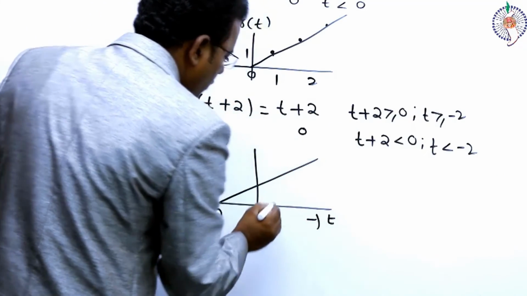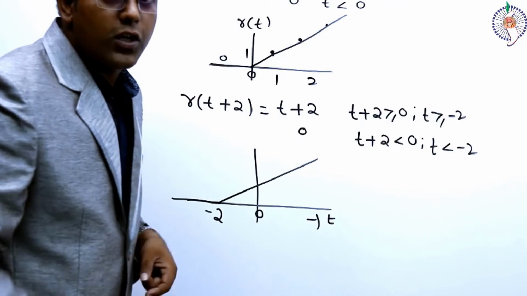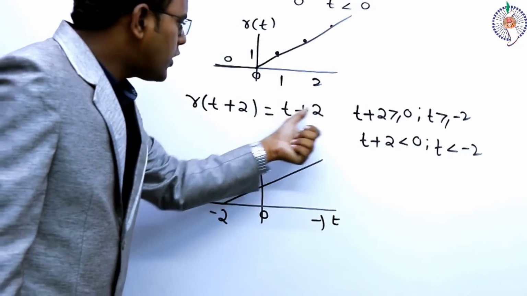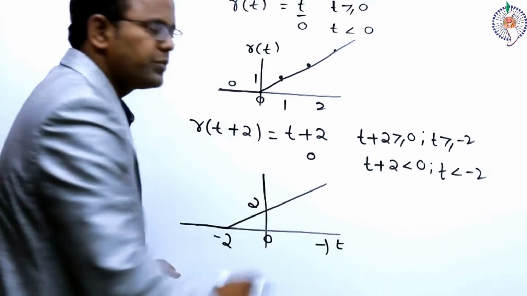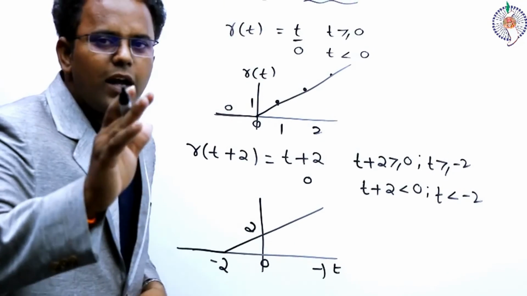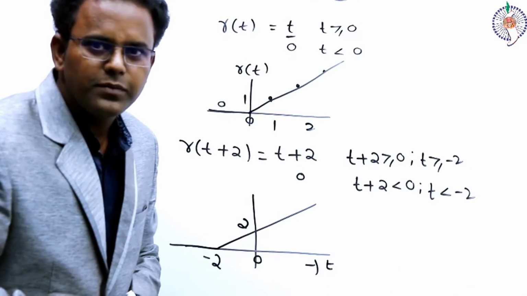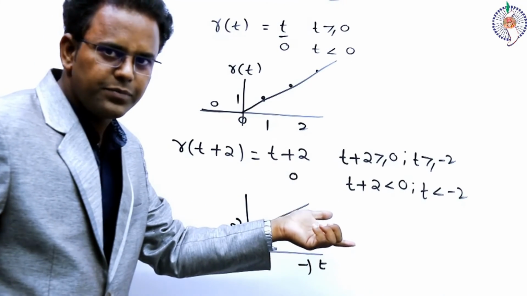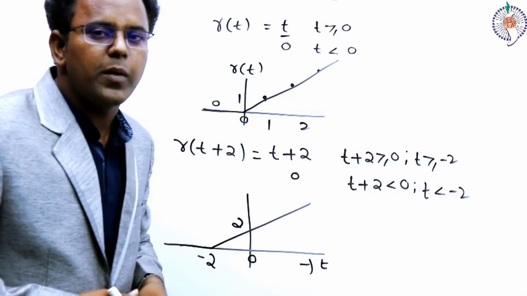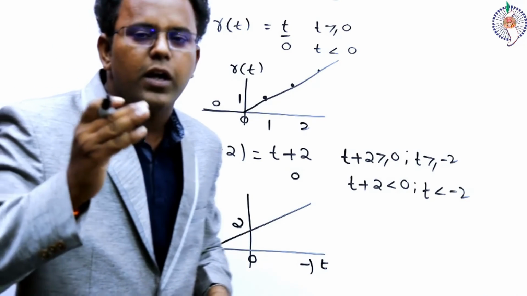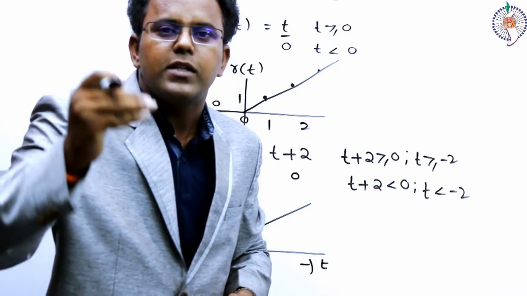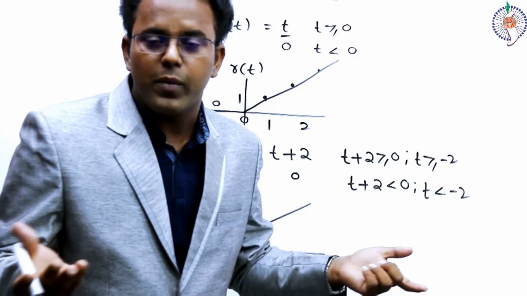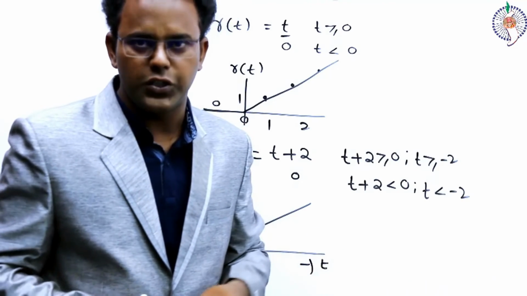Can you say what its value is at t equal to 0? Can anyone say the answer? Substitute t equal to 0: 0 plus 2 will be 2. Can you say its value at t equal to 1? How to get it? Substitute in the equation: 1 plus 2, 3. Like that. Same if you want to write r of t minus 2, it is t minus 2 when the argument is greater than or equal to 0, and 0 when the argument t minus 2 is less than 0.